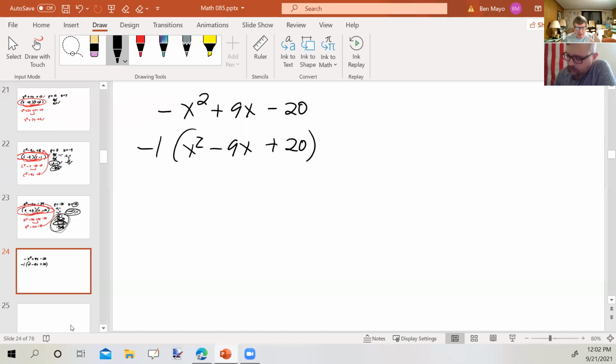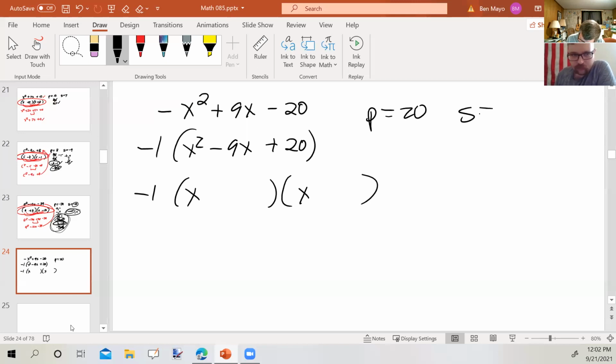Now I'm going to take the trinomial that's in parentheses and split it up. My product is 20. My sum is -9. Notice I'm looking at this now. I'm not looking at this any longer because I've factored out a -1. So now I'm dealing with this new trinomial to get my numbers over here.